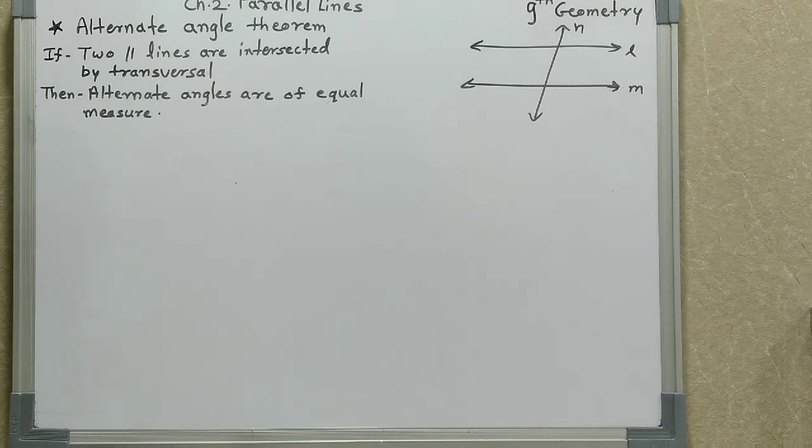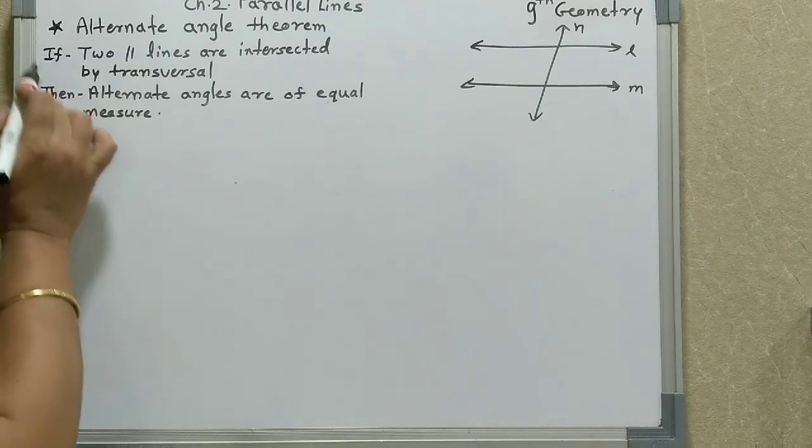Let's start the next theorem, the alternate angle theorem. The statement is in your textbook, page number 16. What is the statement? The alternate angles formed by a transversal of two parallel lines are of equal measure. We learned earlier how to convert a statement into an if-then condition. Why? Because if your statement is in conditional form, you will easily identify which part is given and which part is to be proved. So we convert this into conditional form.